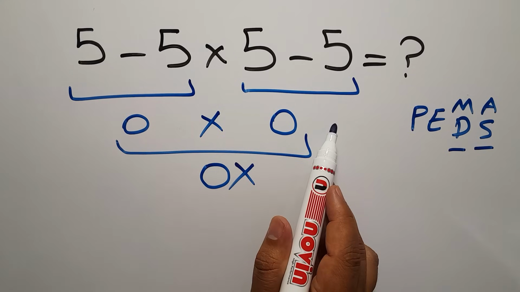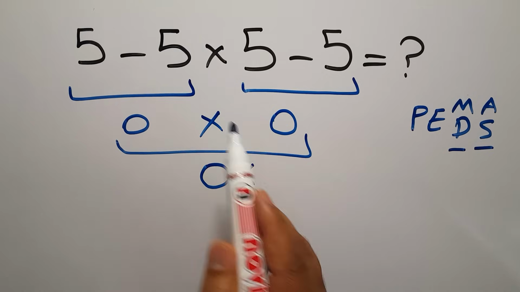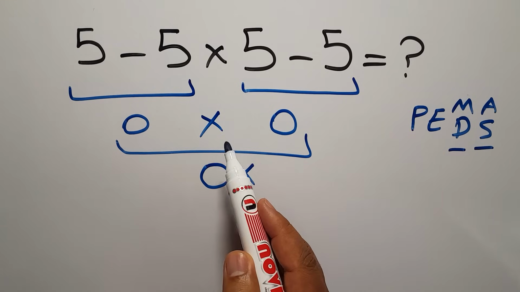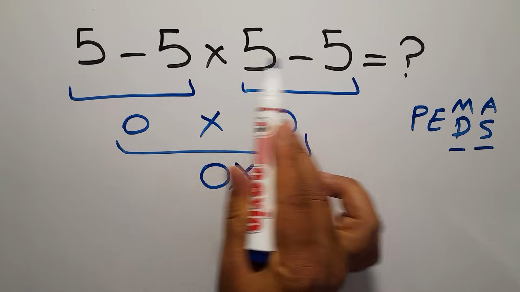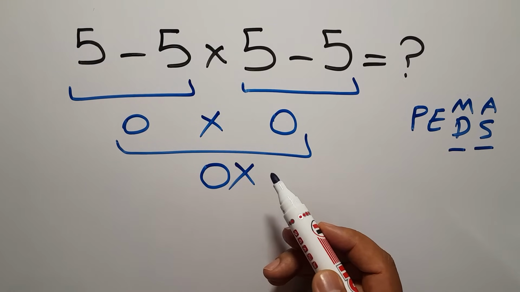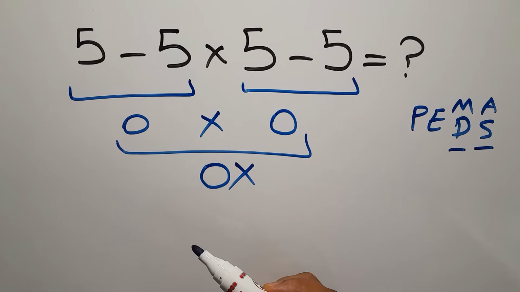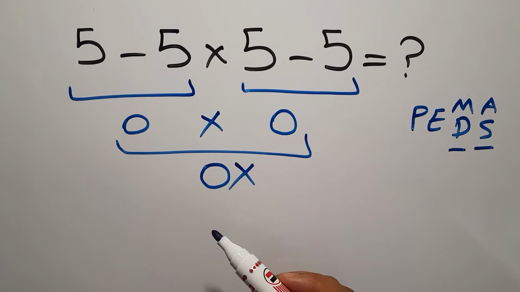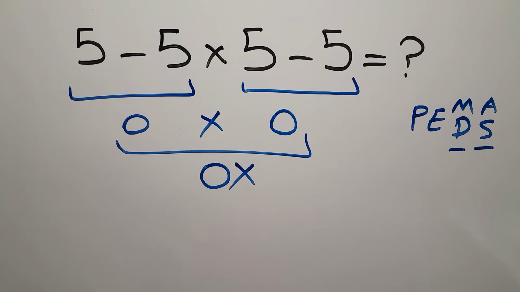So here, first we have to do this multiplication, because in PEMDAS multiplication comes before subtraction. In this expression we have one multiplication and two subtractions. So first we have to do this multiplication, not this subtraction or this subtraction. So first we have to handle this multiplication.